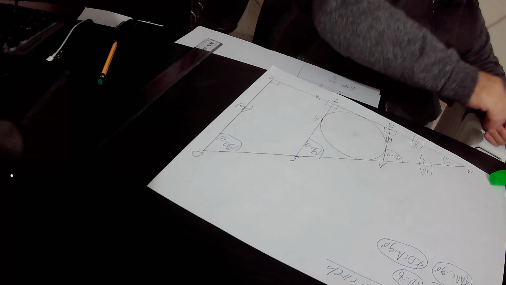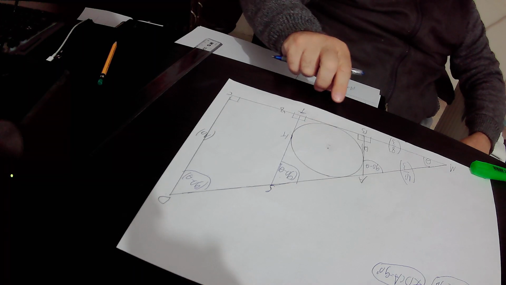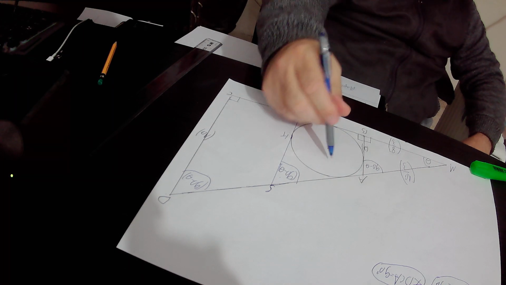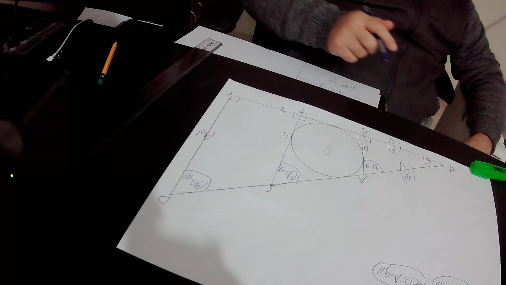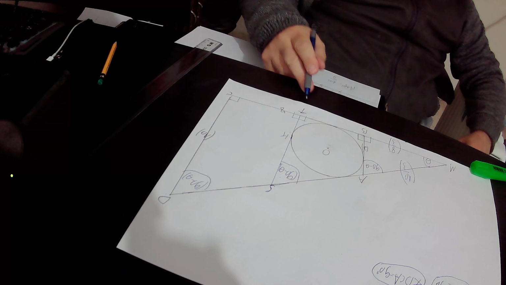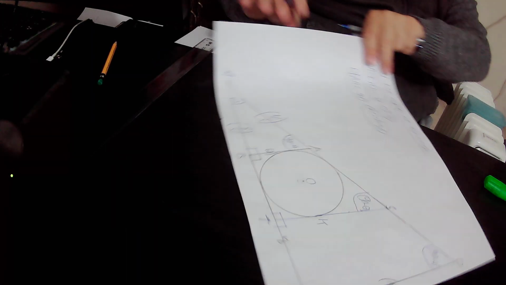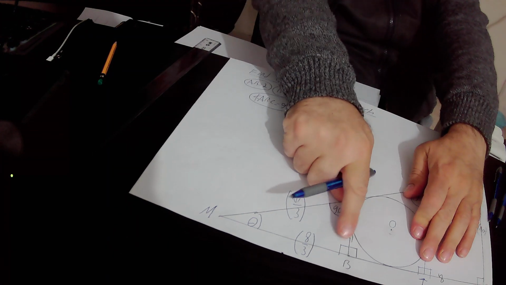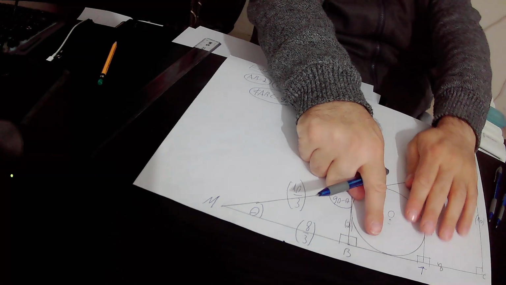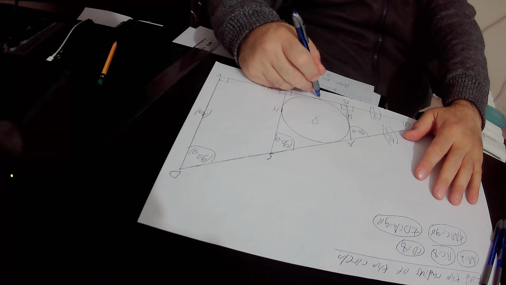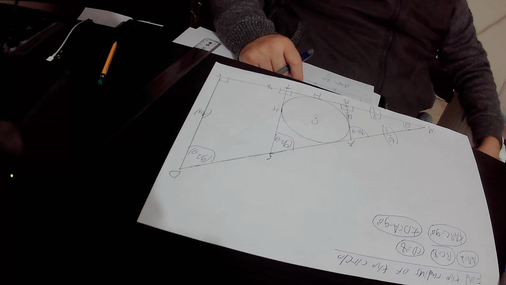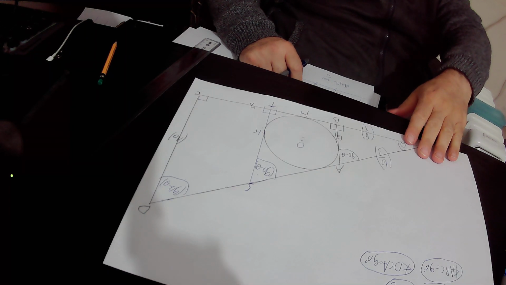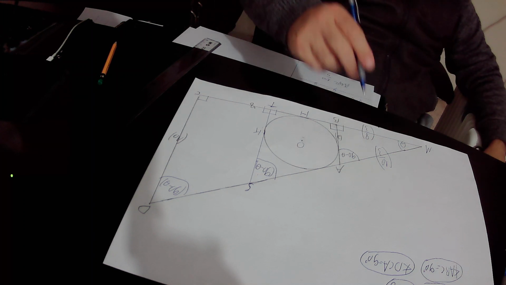In the next step, we define the center of this circle as O, this point is O. We define the point of tangency of tangent BT with this circle as point H. We define the point of tangency of tangent AB with this circle as point L.